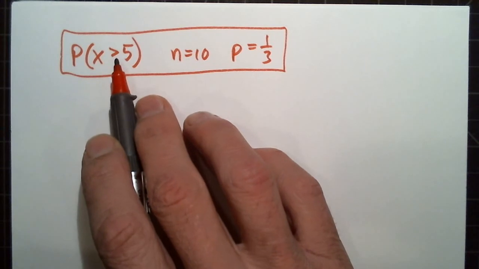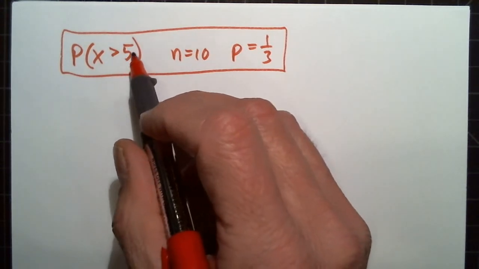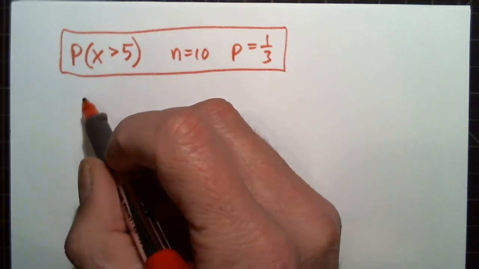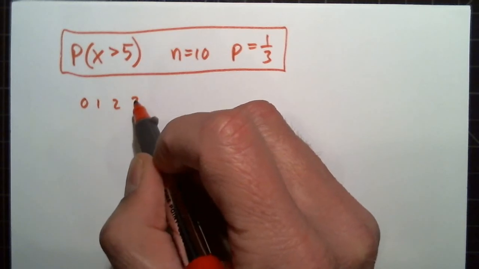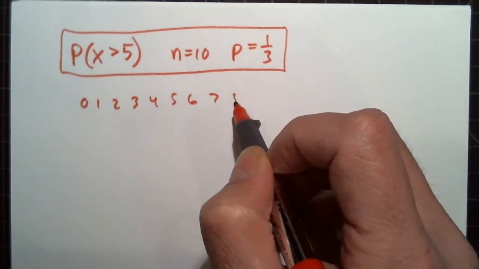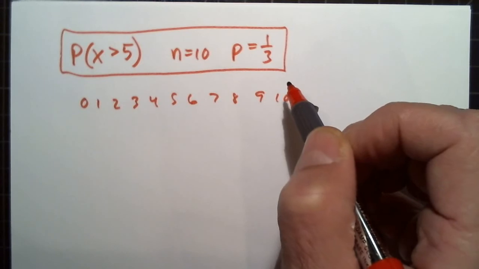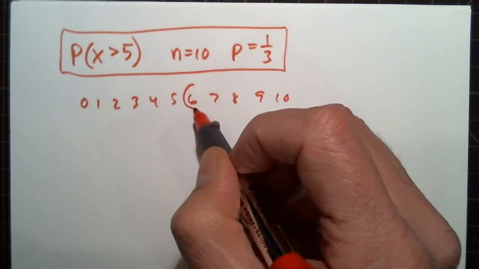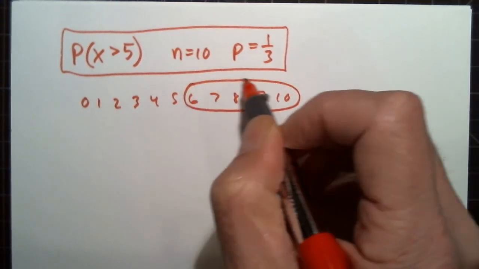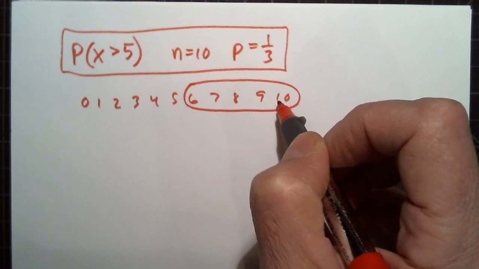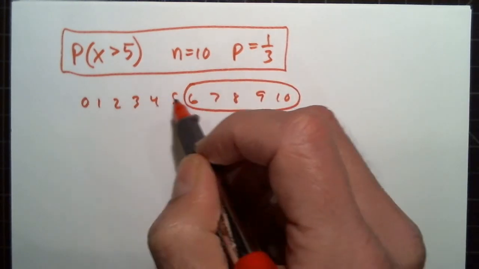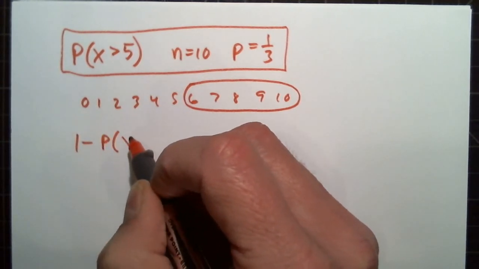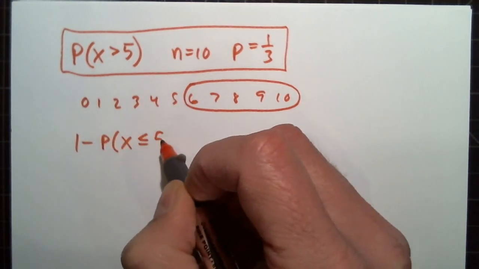We want the probability of what's more than 5. That means we don't want 5 or less. 0, 1, 2, 3, 4, 5, 6, 7, 8, 9, 10. We want X to be greater than 5. We want all of these, the probability of any of these occurring, these number of successes. We don't want any of these. So what we can do is have 1 minus the probability of X being less than or equal to 5.